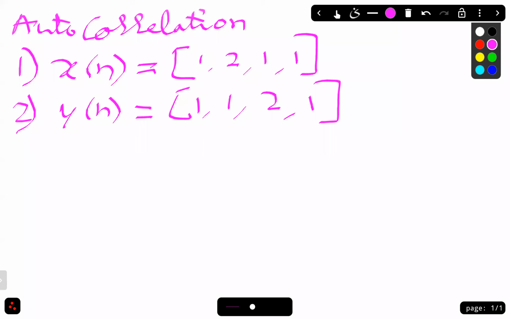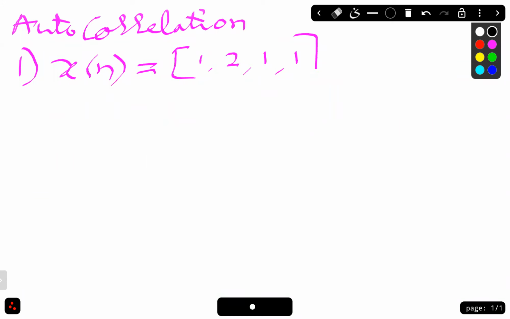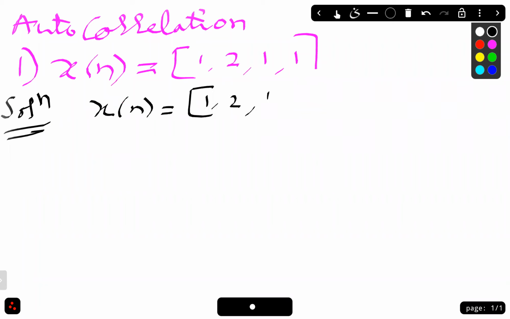Okay. So here two sequences are given. So let us understand how to find the autocorrelation. So let me write a solution here. So we will take the first part. Solution for the first question. So the question given is x of n is equals to 1, 2, 1, 1.